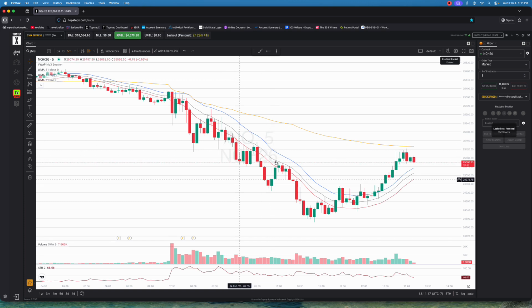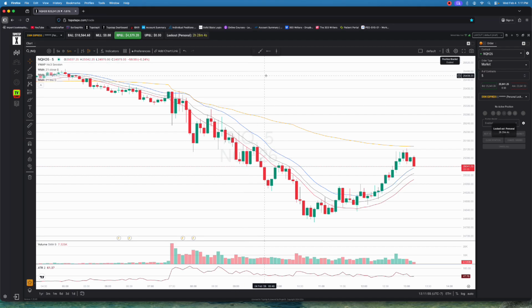The difference is the blue line is calculated off of the high of the candles. The gray line is calculated off of the close of the candles, which, by the way, is typically the default. The red line is calculated off of the low of the candles. These are all 21 period moving averages calculated off of the high, the close, and the low. Those are my indicators. I have nothing else. I don't use anything else.